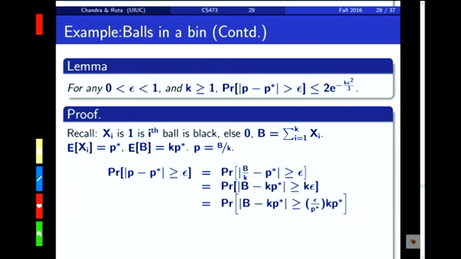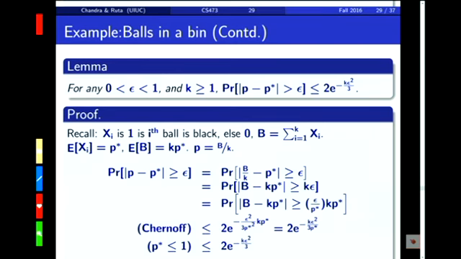Okay? Now apply Chernoff. I'm not going back because we are running out of time. But it will give you this expression. If you just replace delta by epsilon over p star and mu by kp star, you will get this expression. And that will simplify to this. Okay, but because p star is less than or equal to 1, this quantity is at most 2 times e to the minus k epsilon square over 3.